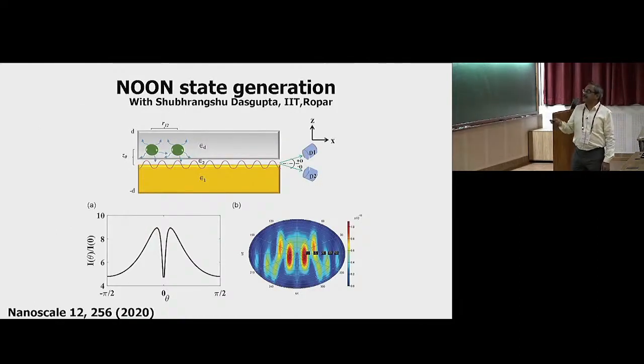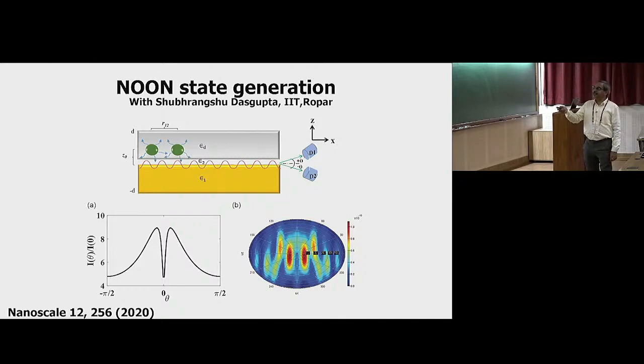So this work was with Shubhrangshu, where we showed that if you have two nanoparticles embedded in a dielectric layer, which is brought close to a metal film, for example, then the emission from one of the quantum dots can excite a plasmon mode, which can couple to the second quantum dot. So these are two quantum dots which are coupled by the plasmon mode, and because of this coupling, we showed that the emission is into a NOON state.